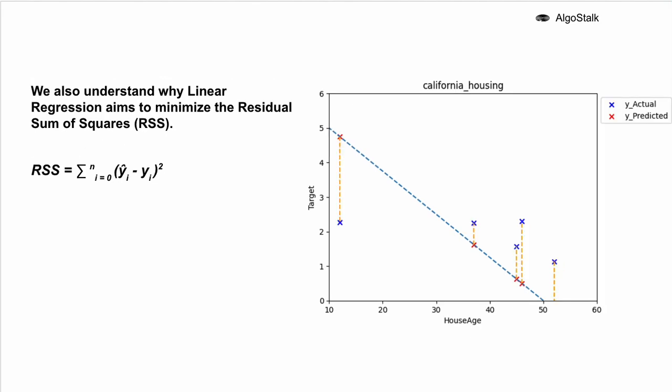Now let's take a closer look at why linear regression aims to minimize the residual sum of squares, or RSS. We use RSS to measure how well our line fits the data. The formula for RSS is the summation of the squares of y hat minus y. That might sound a bit complex, but basically it's the sum of the squared differences between our predictions and the actual values. On the graph, you'll see the same data points and line from before. I've added straight lines from each data point to the line, showing these differences.